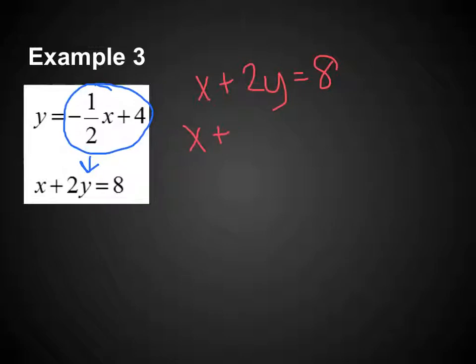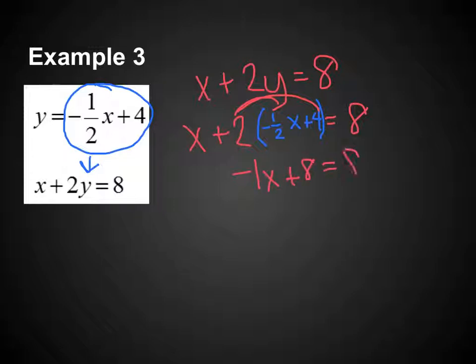Everything else stays the same. I still have x, I still have plus 2, and we still have equals 8 at the end. But in place of y, we are replacing this or substituting negative 1/2 x plus 4. It has to be what it is equivalent to. We're going to distribute the coefficient in front of this parentheses. And 2 times negative 1/2, or half of 2, is 1. A positive times a negative is a negative 1x. 2 times 4 is 8.